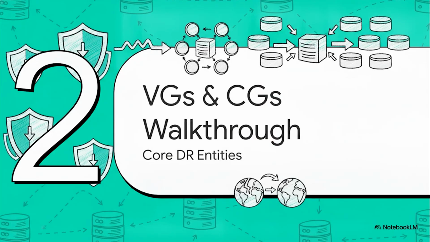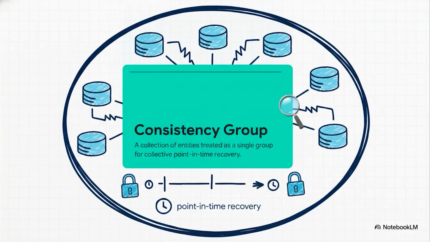Moving on to Section 2, our VGs and CGs walkthrough. All right, let's kick things off with a consistency group, or CG, and we'll talk about volume groups, or VGs, right alongside it. So what is a CG? It's basically a collection of entities that are treated as a single unit and backed up collectively at an exact recovery point.